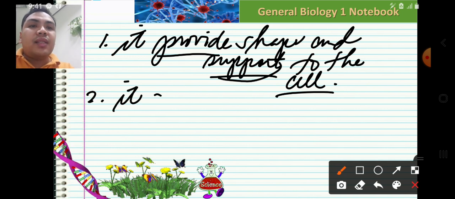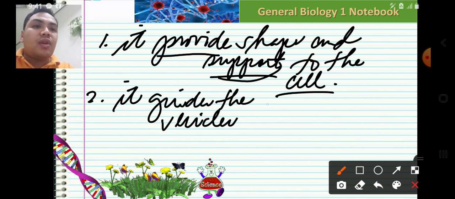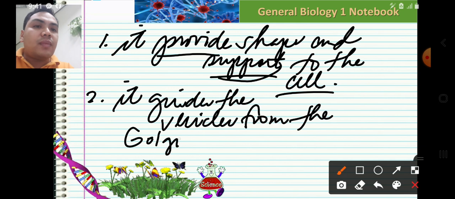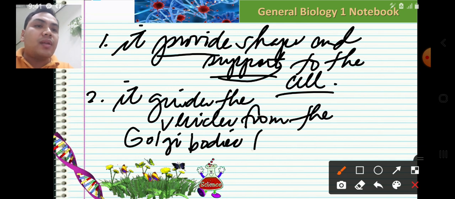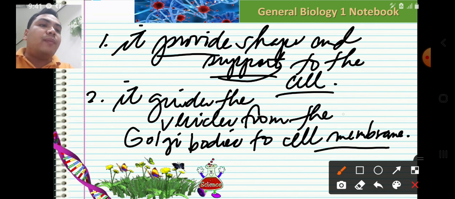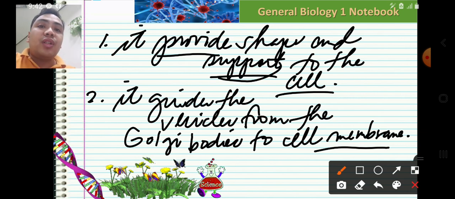Number 2, it guides the vesicles from the Golgi apparatus, or let's say Golgi bodies, to the cell membrane. Recall, class, in our previous discussions that the vesicles that came from the Golgi bodies can move towards the other organelles, specifically to the cell membrane. And actually, it was guided by the microtubules. So vesicles were actually guided by the microtubules.